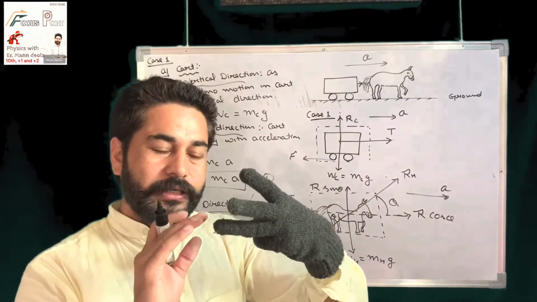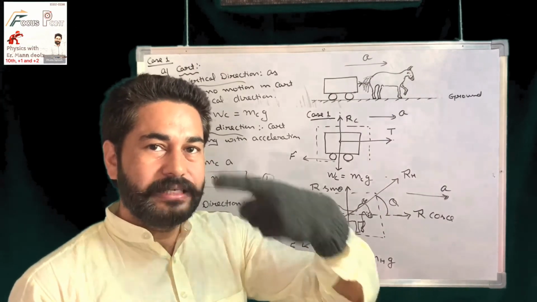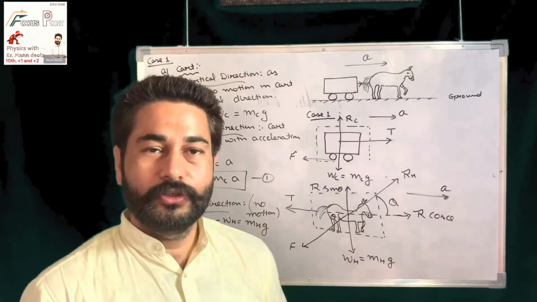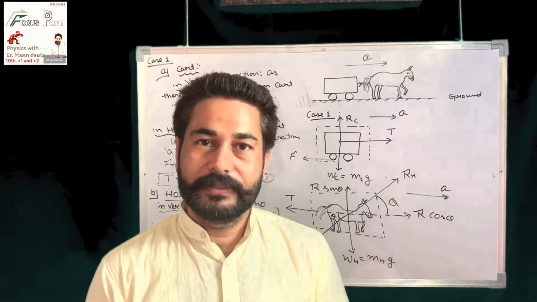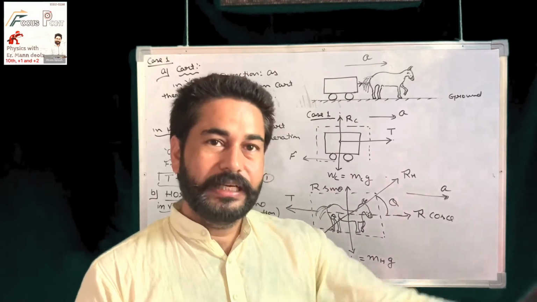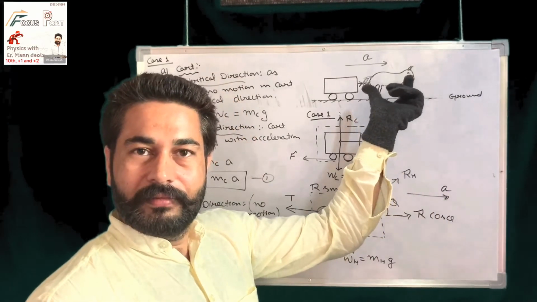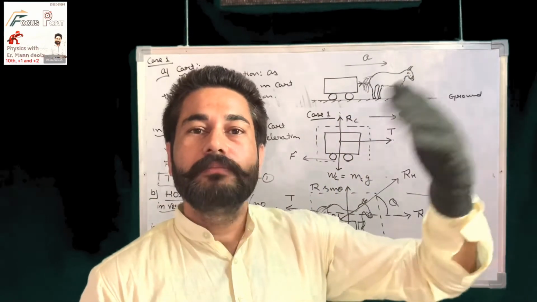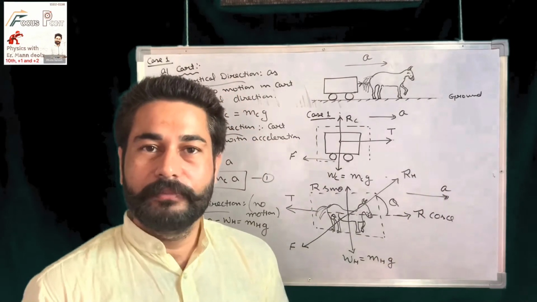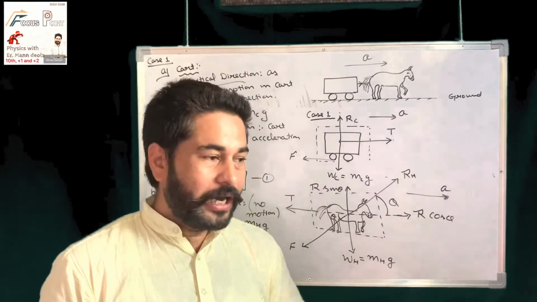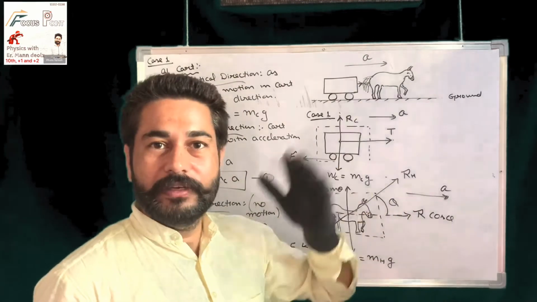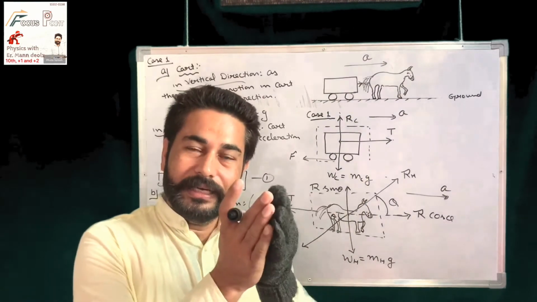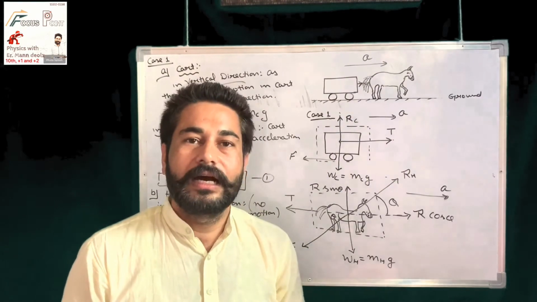Now we'll take three cases. Case number one: let the acceleration of the horse be more than the acceleration of the cart. Then what will happen? After some time, the rate of change of velocity of the horse will be more. So the horse will change its velocity faster as compared to the cart, because the acceleration of the cart is less. After some time, the horse will cover more distance as compared to the cart. Then a gap between the horse and cart will occur.